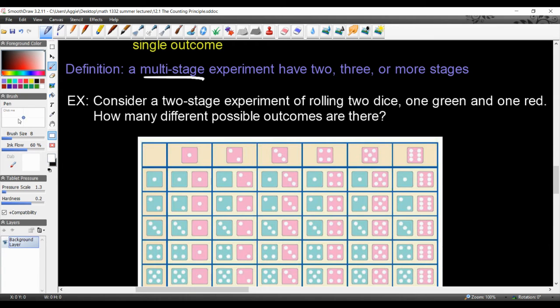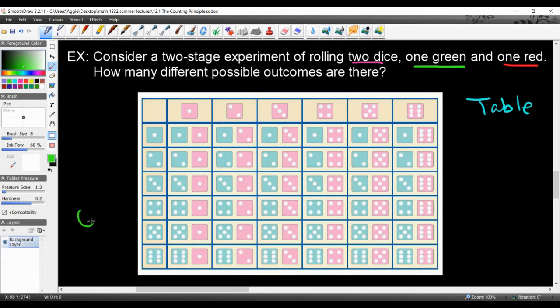Here's an example to show you what we're referring to. Consider a two-stage experiment of rolling 2 dice. You're going to have 2 dice. One of them is green and the other one is red. How many different possibilities, how many possible outcomes are there? One way to do this, and this is also in your book, is to make a table. So this method right here is using a table. What the table does is list all the possibilities of one. So this would be the green possibilities on the side here. I'm going to scroll up a bit. So this would be all of the green outcomes we have.